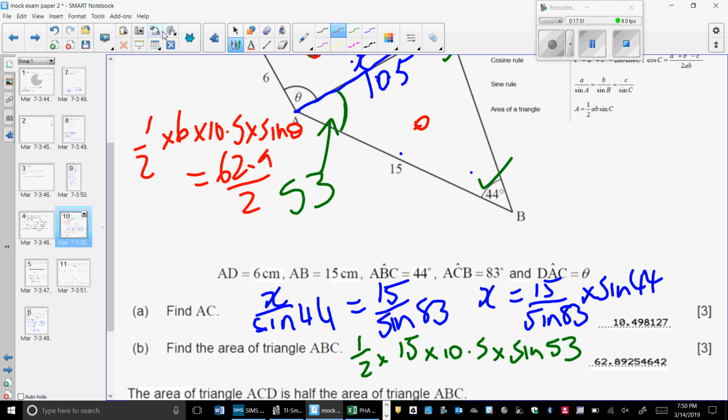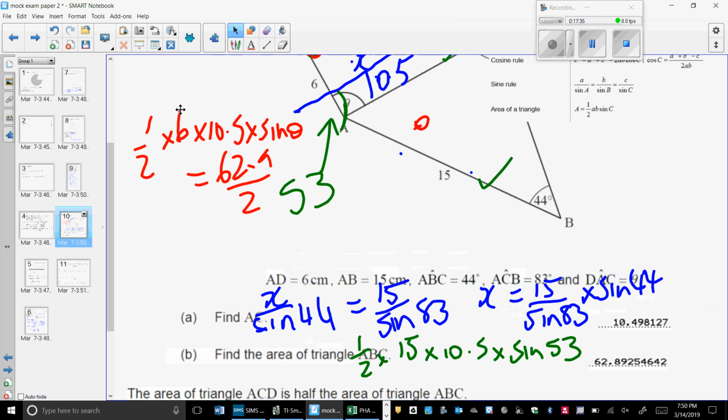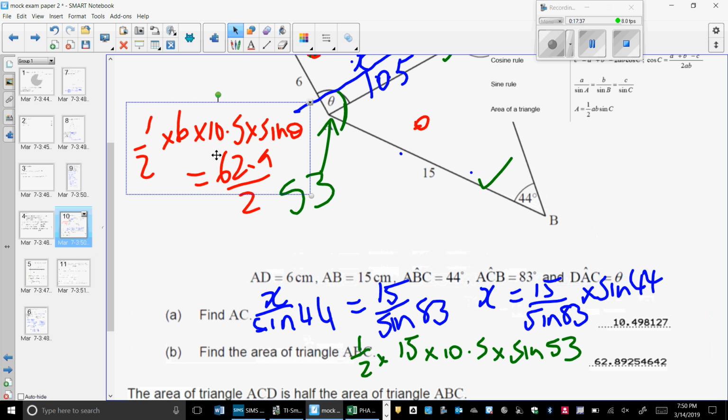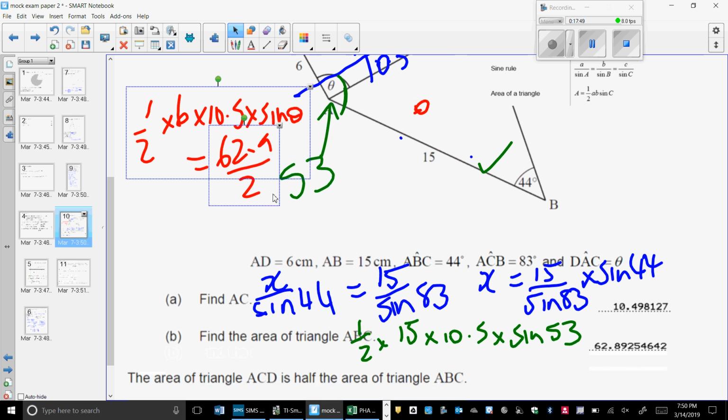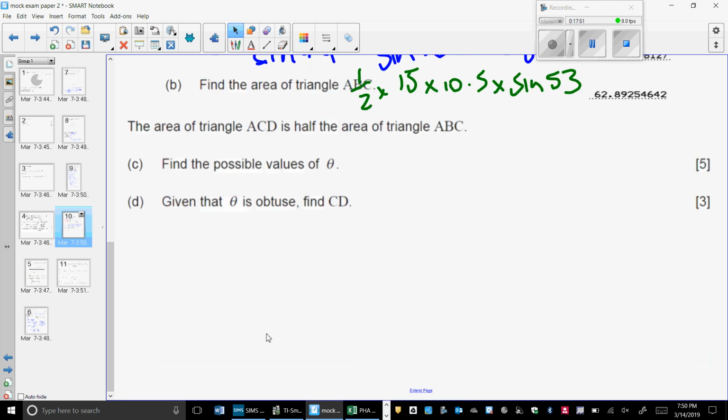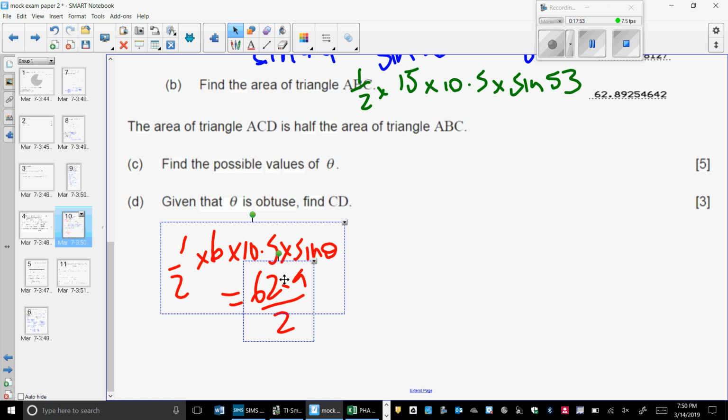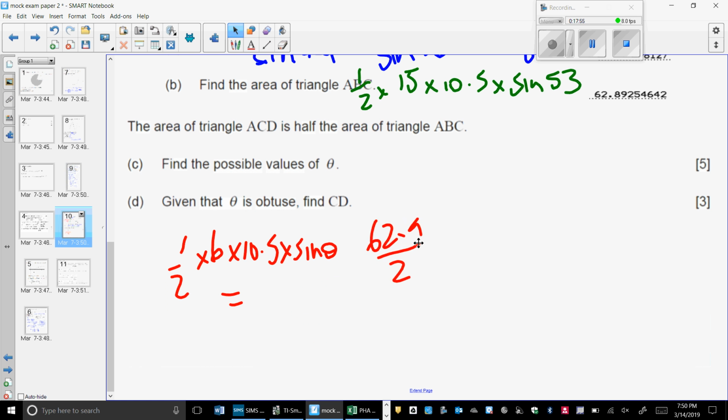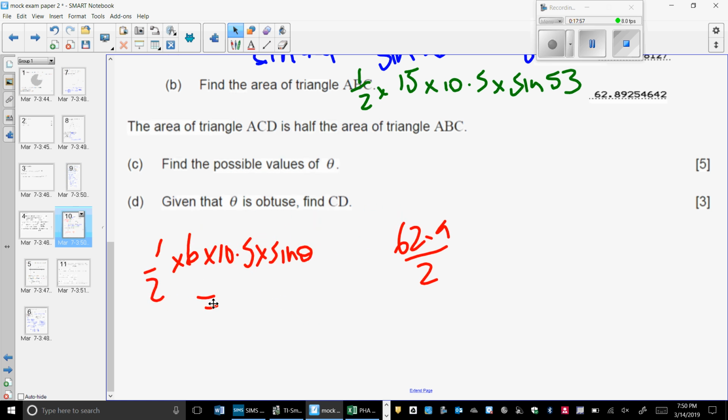Okay, well, I shouldn't have done that. Oops. Okay, pretend the equal signs here.